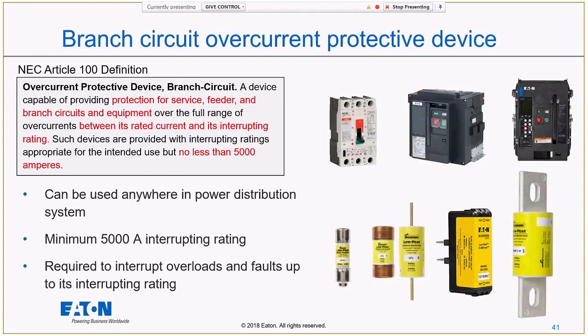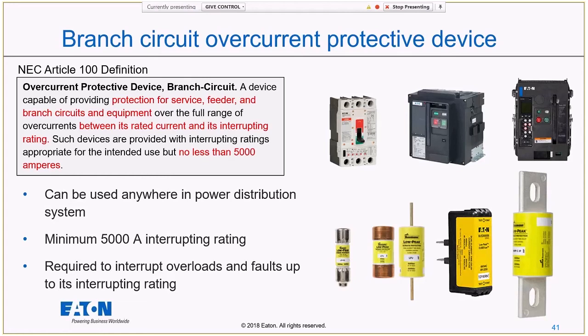And a dual element time delay fuse is going to be an example of a branch circuit overcurrent protection. What branch circuit overcurrent protection is, is an NEC definition, and it's the type of protection that can be used anywhere in my system. So it's sort of my top of the line level of protection. It means that it can interrupt the full range of overcurrents. So everything from my low level overload all the way up to its interrupting rating, it can safely interrupt that. It's going to have a minimum interrupting rating of 5,000 amps. Typically, we see at least 10, but by definition, a minimum of 5,000 amps interrupting rating.